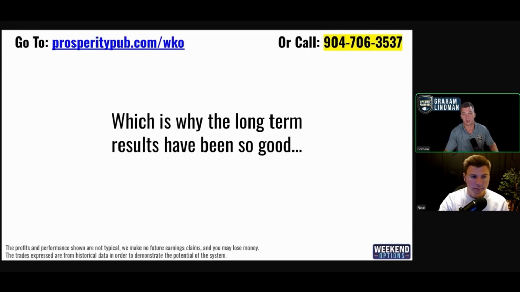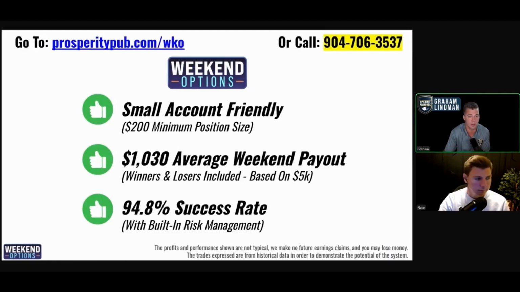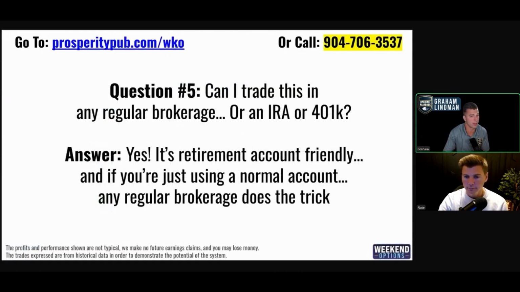Which, I mean, obviously that's why your long-term results have been so good. Again, guys, small account friendly. You don't need a big account. $1,030 on average. We talked about this yesterday. Don't let anyone just show you the average winner. That means nothing. But when you're seeing winners and losers averaged out, that's when you can see the scalability. It's about 20% per weekend. There's a 94.8% success rate. So Nate, you are doing a great job here. And again, 17 for 17 during probably the most volatile year we've seen since maybe COVID.